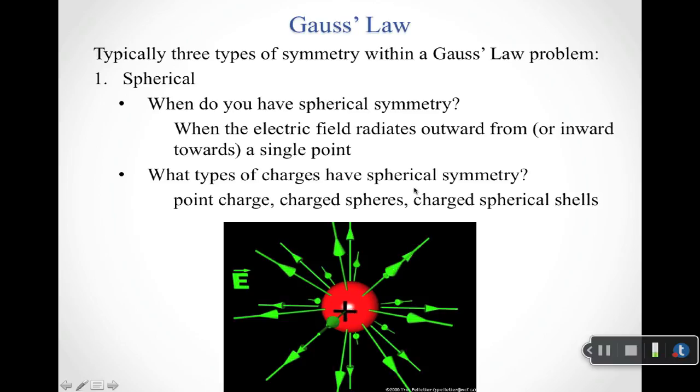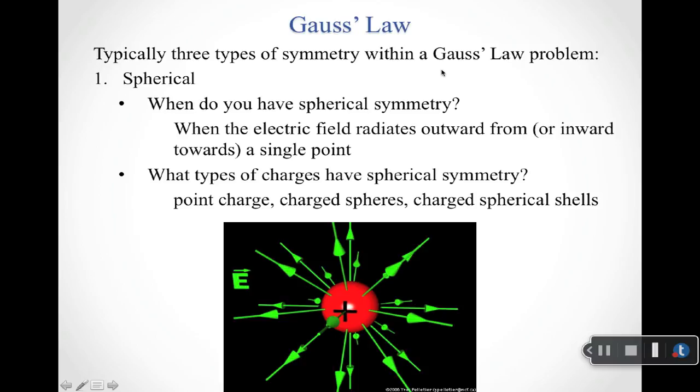And so when is it that I'm going to have spherical symmetry in my problem? Well, the types of charges that give us spherical symmetry are point charges. I can have charged spheres, and these can be spherical insulators or spherical conductors. I can have charged spherical shells. Again, those can be insulators or conductors. So when my charges are arranged in these sorts of situations, then I've got enough spherical symmetry that Gauss's law becomes useful.